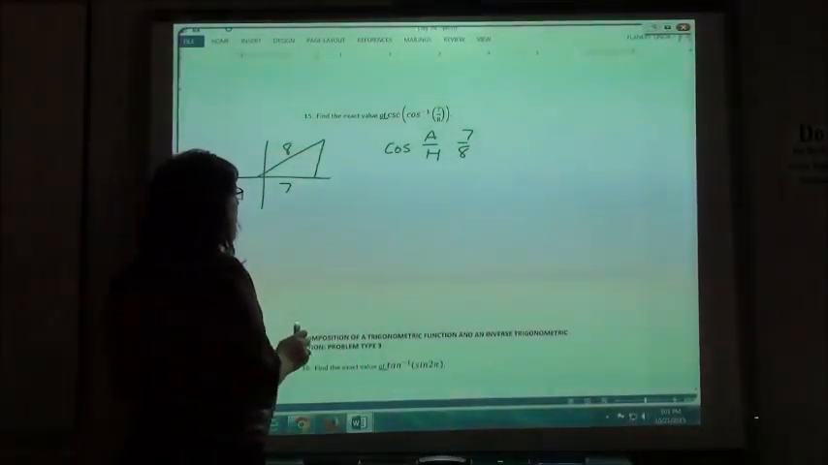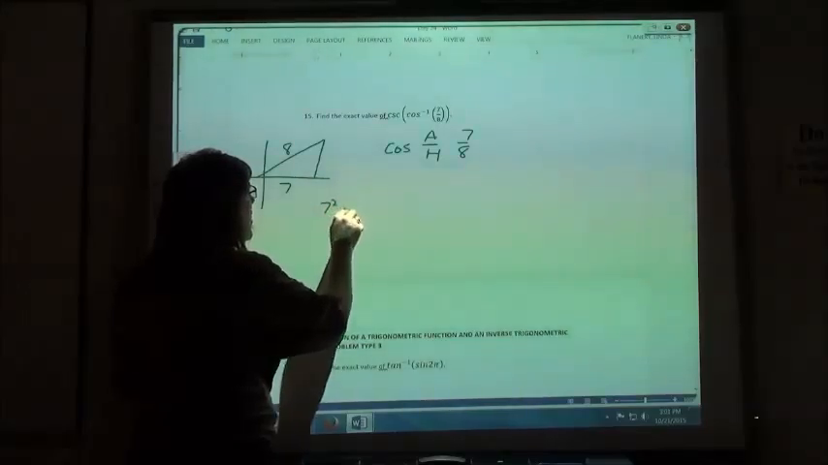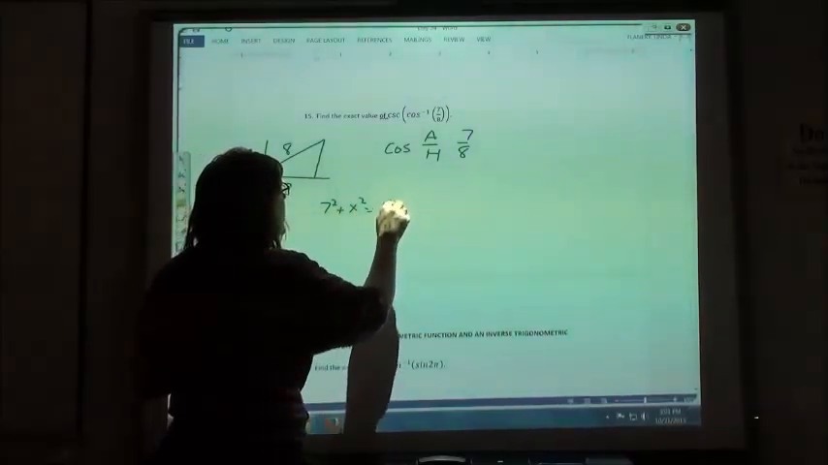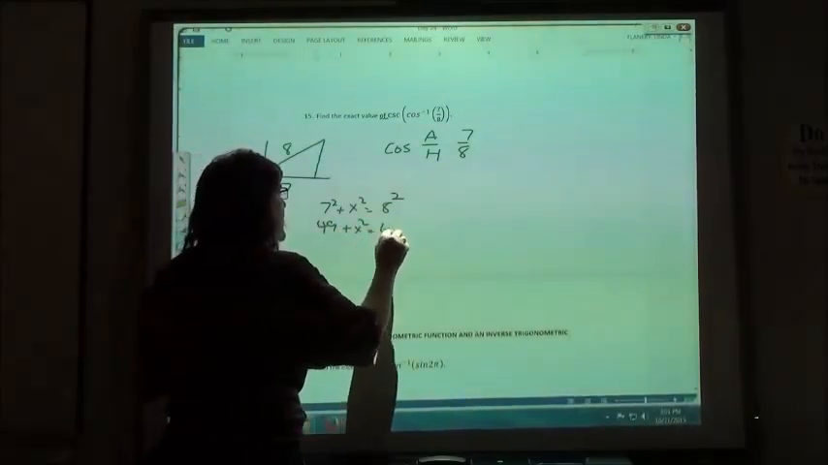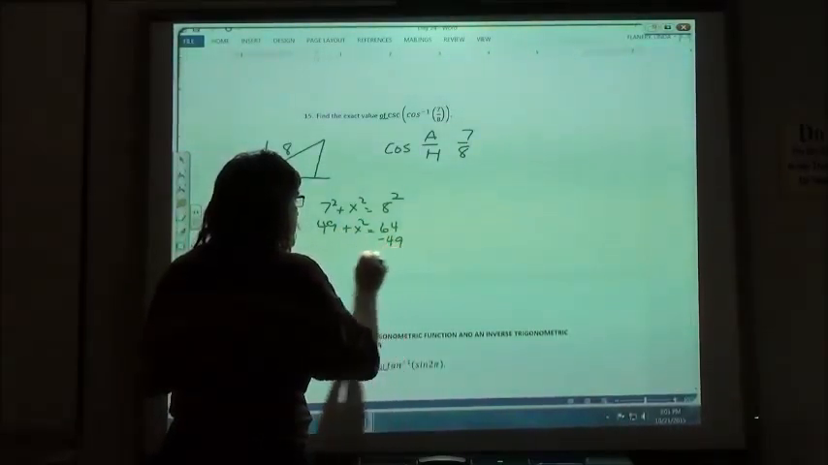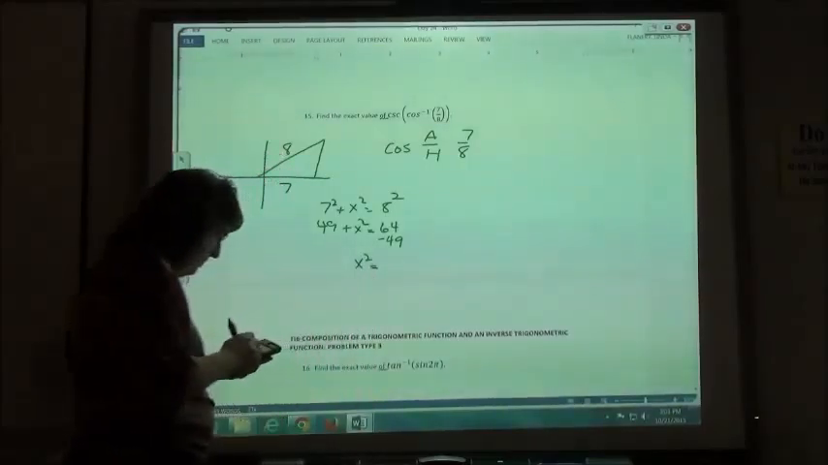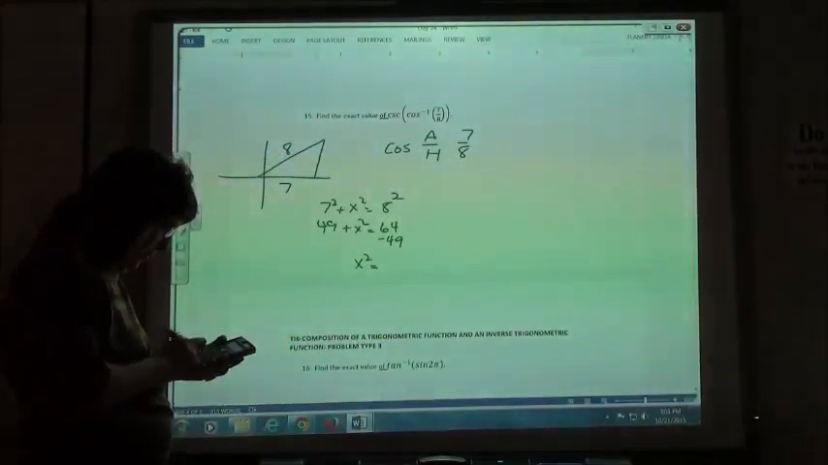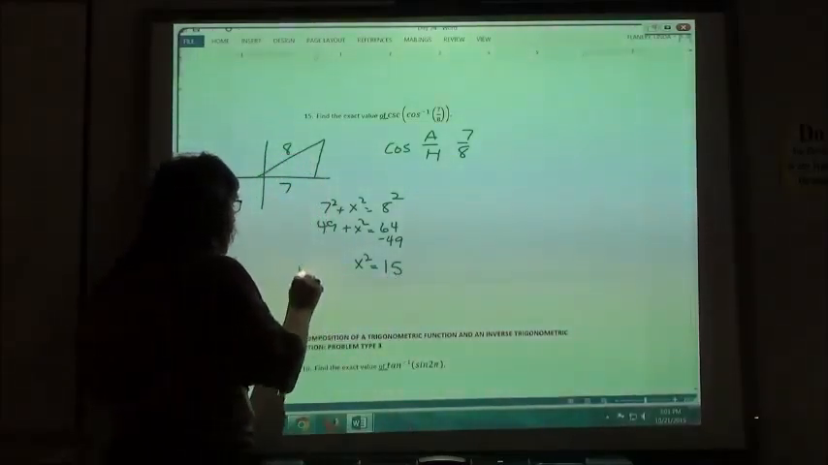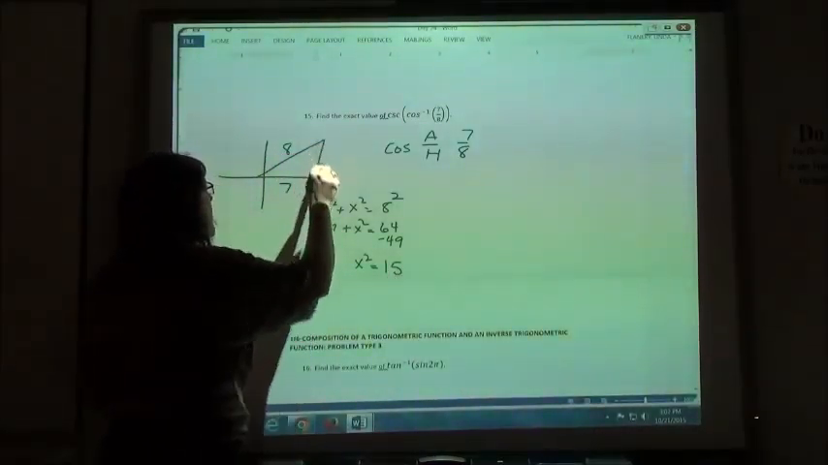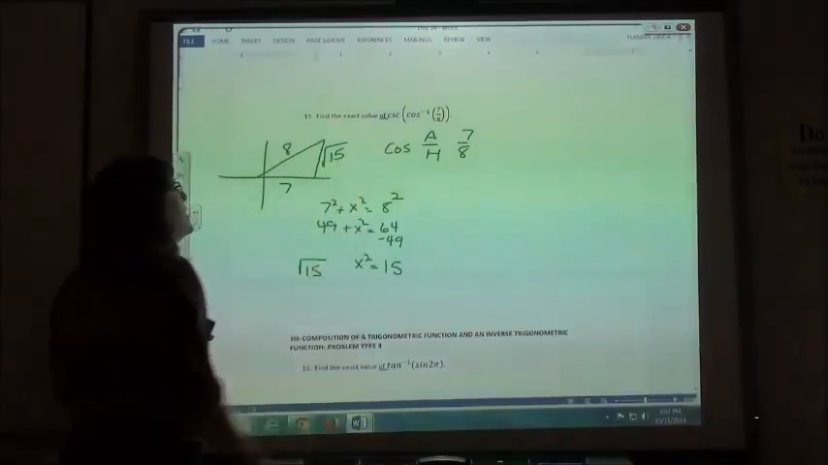So, doing my Pythagorean theorem, 7 squared plus x squared equals 8 squared. 49 plus x squared equals 64. I'm going to subtract my 49. I get 15. Can't simplify the square root of 15. It is in the positive direction because it's going up.